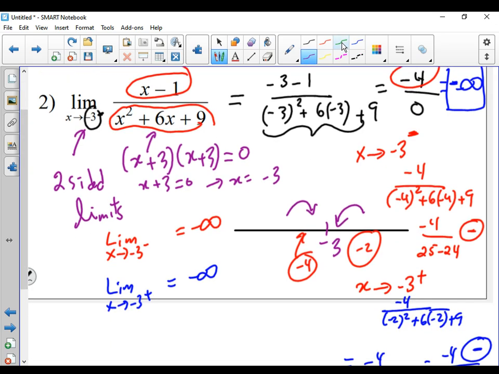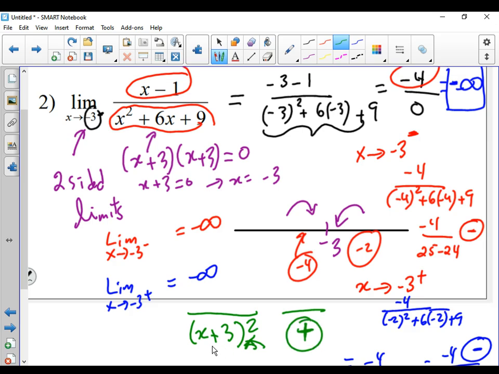Something worth mentioning here is we didn't have to do all this work. If a student realized that the denominator is x plus 3 times x plus 3, it's basically x plus 3 squared. When we factor, that's really x plus 3 squared. So with something squared, the denominator will always be positive because you have an expression that's being squared. It doesn't matter what you plug in for x, it's always going to be positive.